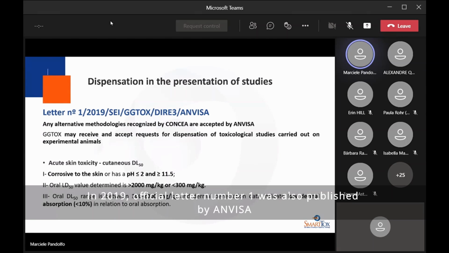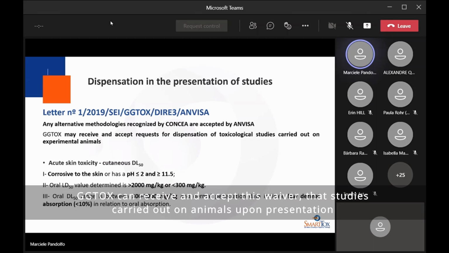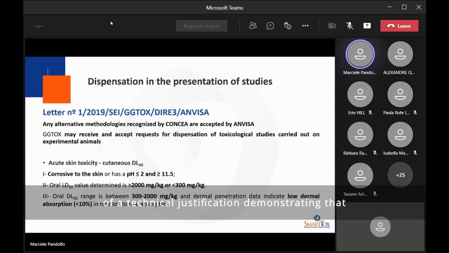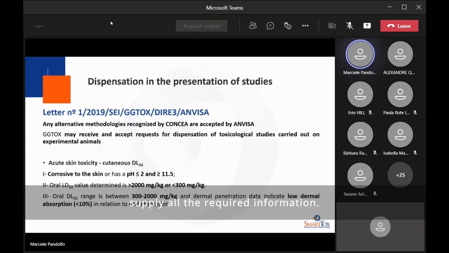Em 2019, também foi publicado o ofício número 1 pela Anvisa, onde ela informa os requisitos para dispensa de apresentação de alguns estudos. A GGTox pode receber e aceitar essa dispensa de estudos realizados em animais mediante a apresentação de uma justificativa técnica, demonstrando que os estudos e informações aportados no dossiê toxicológico do produto suprem todas as informações requeridas.